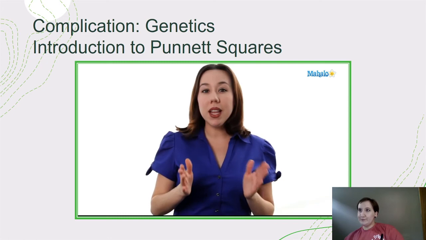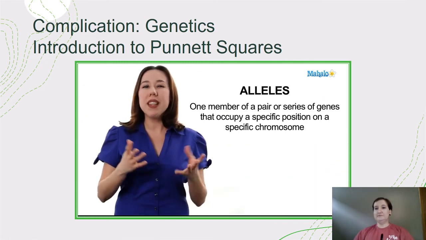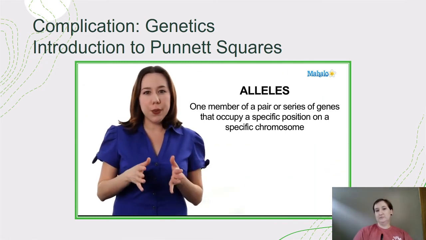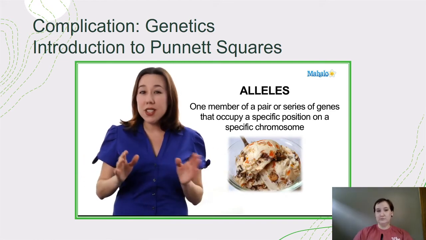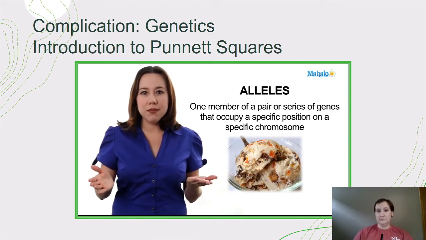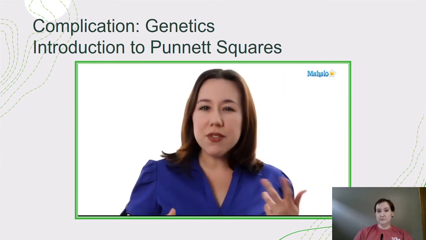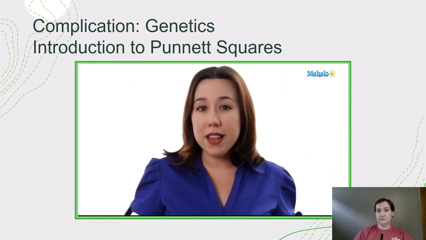First, we're going to talk about alleles. Alleles are going to be like different flavors of genes. So, you go into the ice cream shop, there's 31 flavors of ice cream. Even though they're all different flavors, they're all still ice cream, right? Alleles are going to be those different flavors of genes that you have available to you.